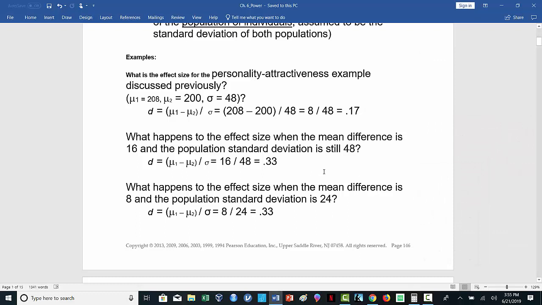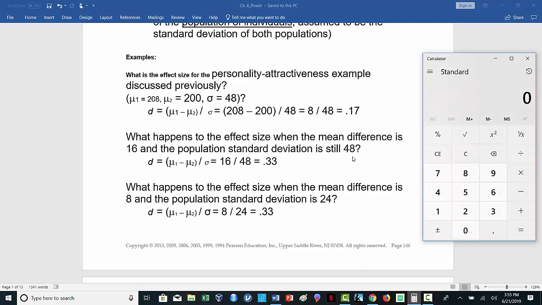But the reason you want to put it in a standardized unit is because a doubling of the size of the difference between two means doesn't necessarily mean that the size is double in a standardized way. Because what if your standard deviation was different? In one kind of study, maybe the standard deviation is 48, but in a different kind of study, maybe it's half that. Maybe the standard deviation is only 24. Well, in that case, if we go back to the original mean difference of 8, but we have half the size standard deviation, a much smaller standard deviation, what's going to happen? We get a doubling of the size of the Cohen's d.